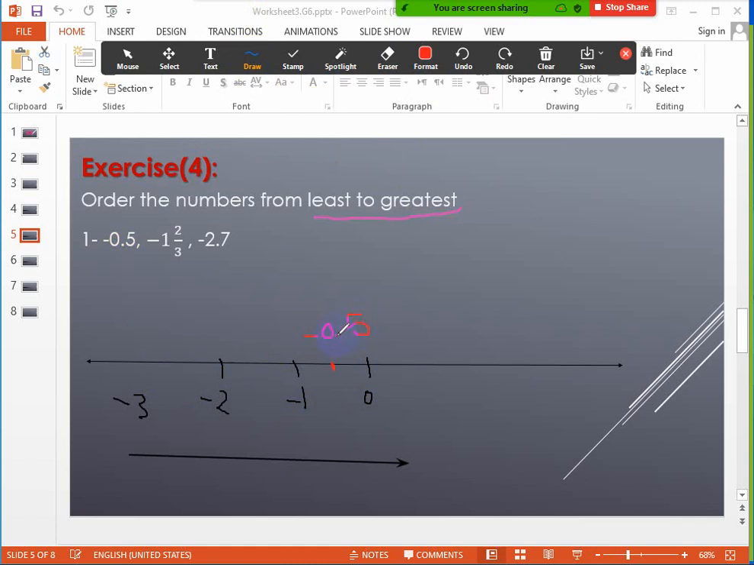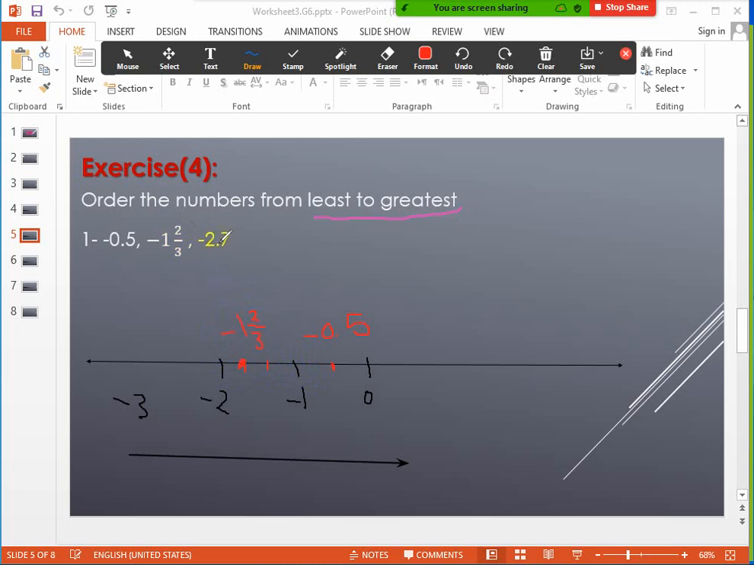Now, what about negative 1 and 2 over 3? This number is a mixed number, will be on the left side of 0 between negative 1 and negative 2. If you divide this distance into 3 equal parts according to the denominator here, you have to move after negative 1, what? 2 parts. You have to move 2 parts, 1 and 2. This point is negative 1 and 2 over 3.